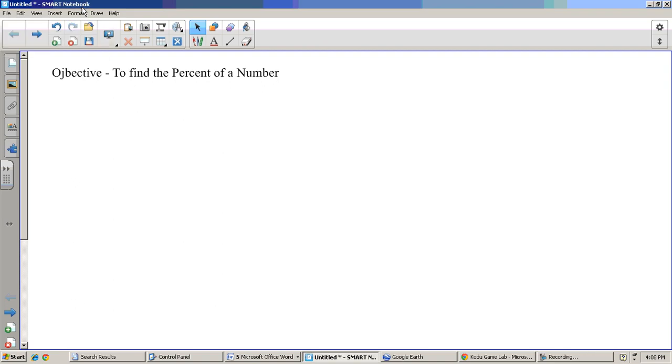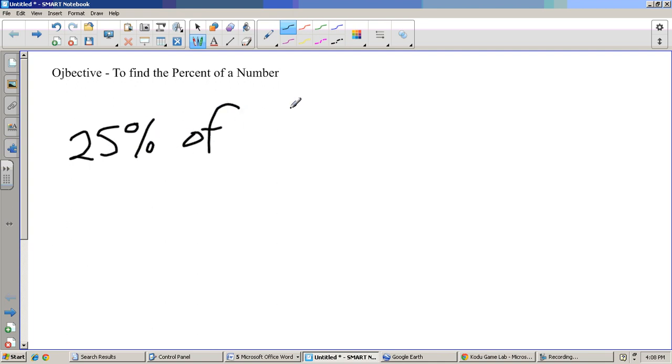Today, we are working to find the percent of a number. So we know the percent means out of 100, and if I take a problem kind of like this, where I want to know what 25% of 100 is. Well, we can figure that out in our heads a lot of the time, because 25% of 100 is 25. That's pretty easy to do.